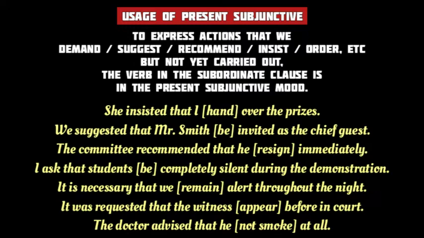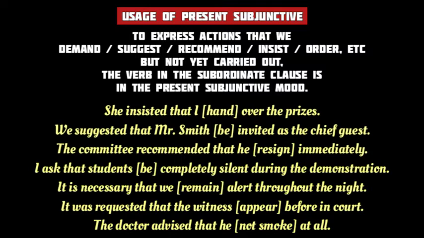It was requested that the witness appear before the court. Here the verb appear in the noun clause is in the present subjunctive mood. And that's why even after the singular subject witness, we have used the first form of the verb appear and not appears. In the last sentence, we have an example of the negative present subjunctive. The doctor advised that he not smoke at all.